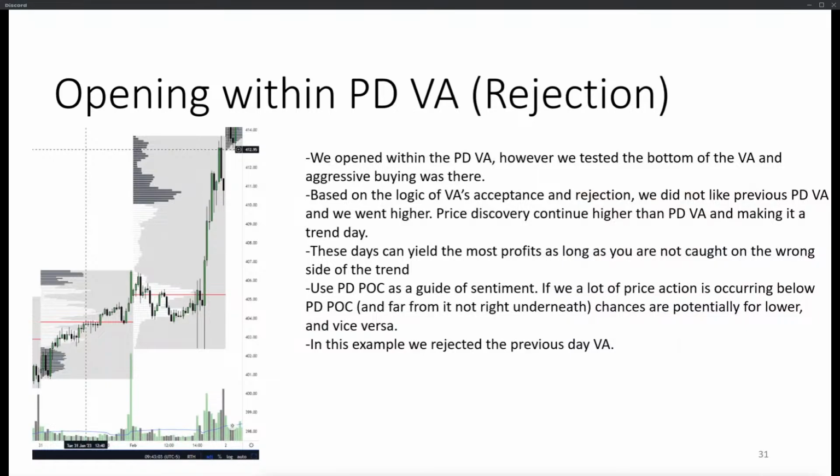So here's this one here, right? This is your visual rejection. We open within the value area, but then we test the bottom of the value area and we found what seems like a lot of aggressive buyers, shown by the wicks. And you guys see the tail of this profile on the bottom is really, really skinny. That means there were other time frame buyers coming in and really sweeping the price.